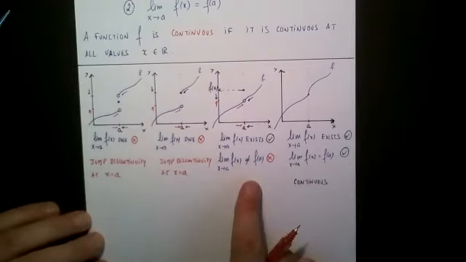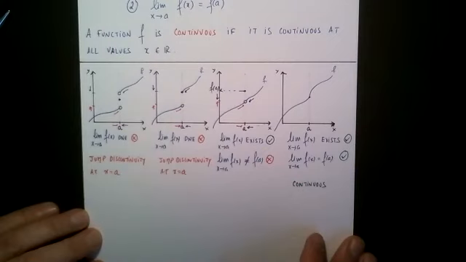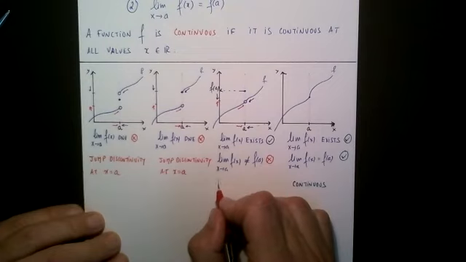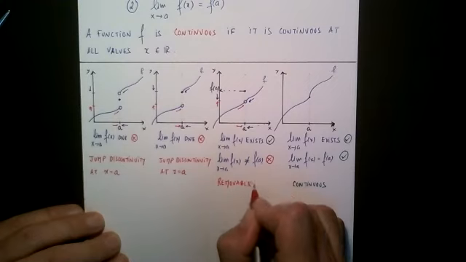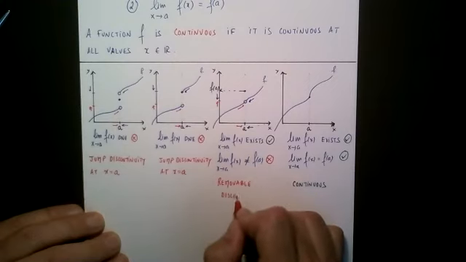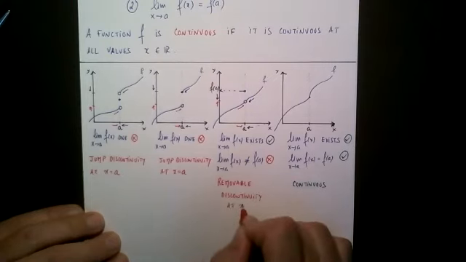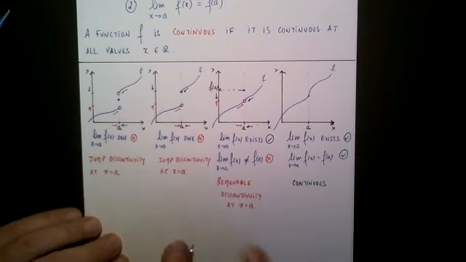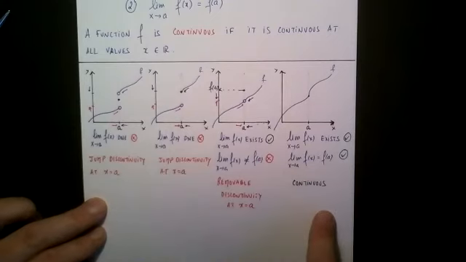And this one here has another name. Anybody know it? Those who took the class already? How do you call it? You don't know? Okay, so this is called a removable discontinuity at x equals a. So there are two types of discontinuity: either a jump, for these two cases, or removable, for this case, or continuous.